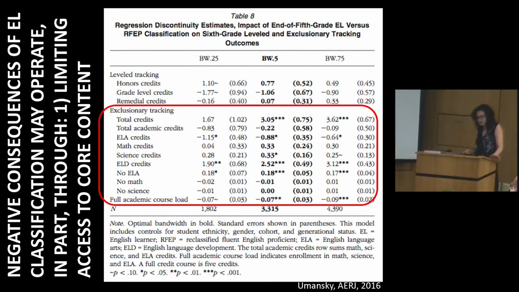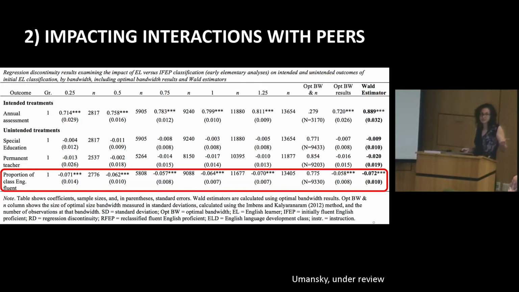A second thing that is happening is that EL classification is impacting students' access and interactions with their peers. This is looking at incoming kindergartners and their access to peers in the first grade. And you can see that EL classification at the margin here results in access to 7 percentage points fewer English proficient students in the classroom. So that amounts to about 1 to 2 fewer students in each classroom. And access to English fluent peers has been shown to be important for English learners for that authentic engagement in the English language.